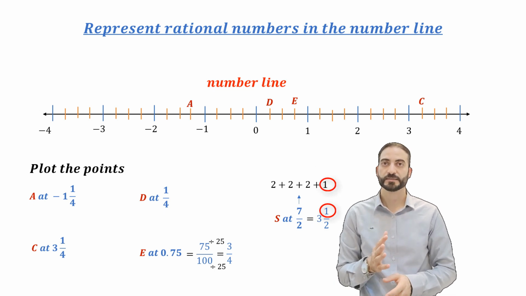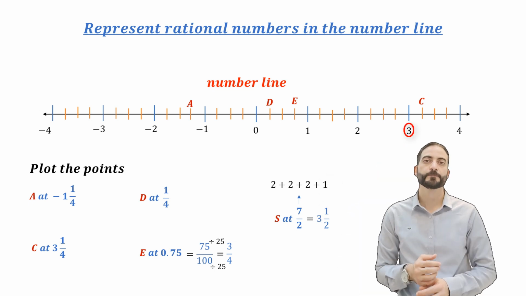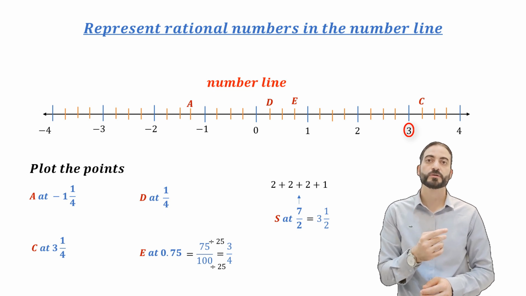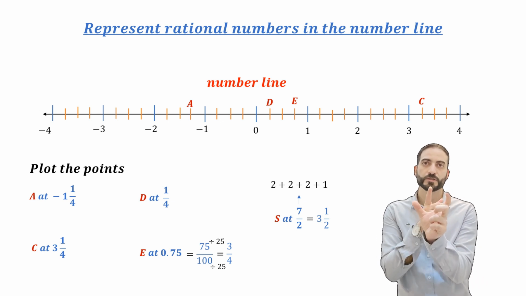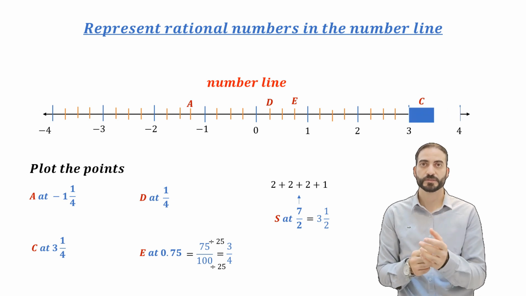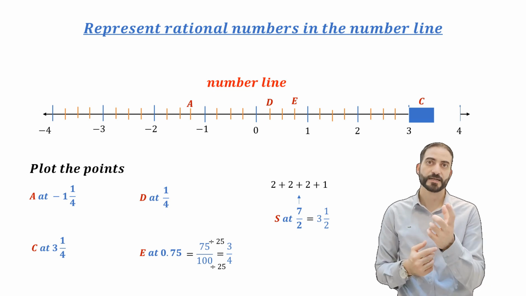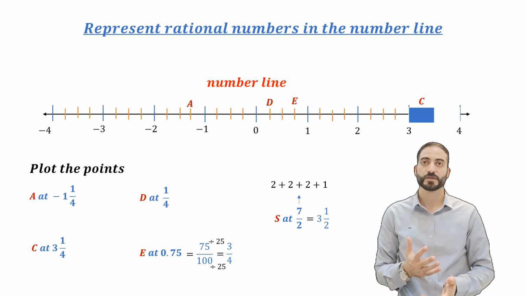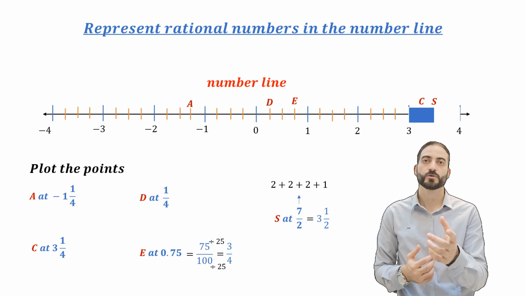Now, we locate the whole number 3 on the number line. After identifying 3, we need to move 1 over 2 to the right. To do this, divide the space between 3 and 4 into 2 equal sections, since the denominator is 2. We then move one section to the right, which corresponds to 1 over 2. In this way, we have determined the location of point S at 3 and 1 over 2.